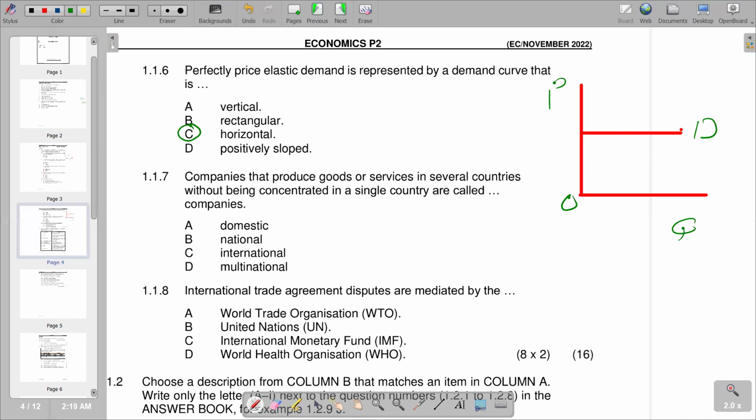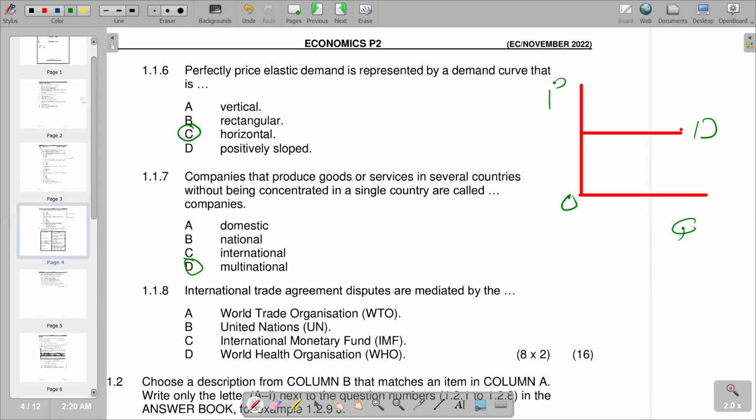And moving on to the next question, companies that produce goods or services in several countries without being concentrated in a single country are called just companies. And according to the responses, we have got multinational companies. We know that multinational companies are the ones that are going to have many businesses in different countries. So this is the correct answer that we have, which is going to be D, representing multinational companies.